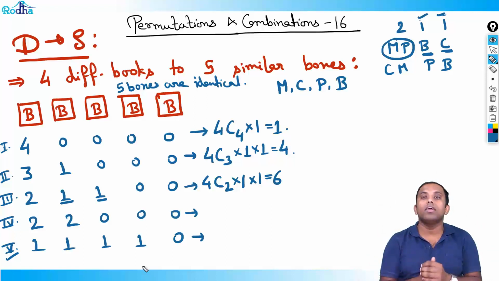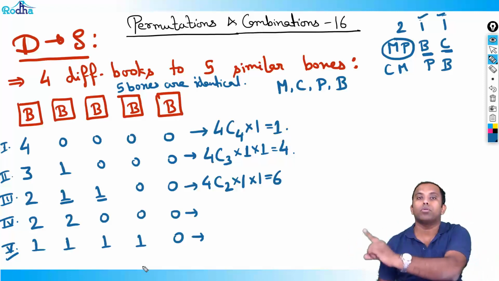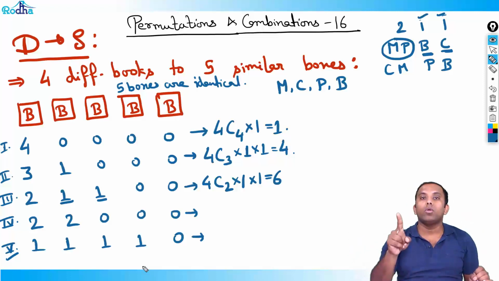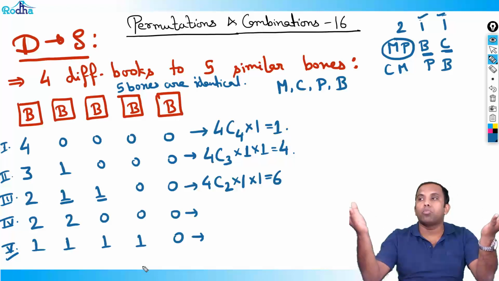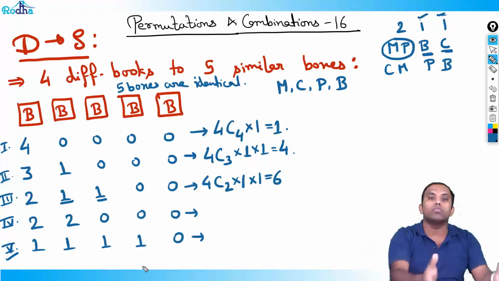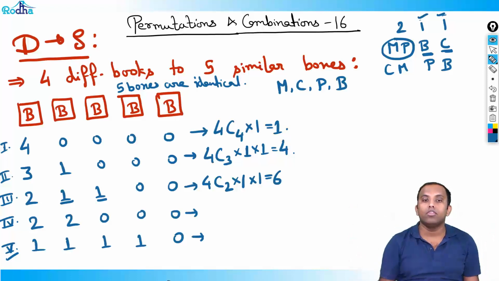Fifth case. That means there are 4 different books here: maths, physics, biochemistry. So out of 4 different books, you have to make 4 groups of 1, 1, 1, 1 book. In one group, you have to keep only one book. No option of selecting, right? So there are 4 groups of 1, 1, 1, 1 book. You can put those books in any of these boxes, only one way, right? So there has to be only 1 into 1. So very nice concept, right?